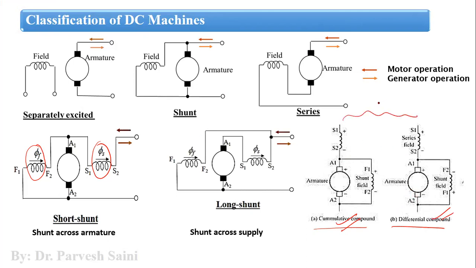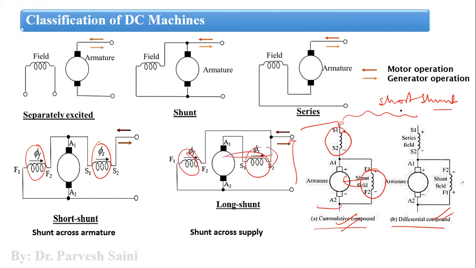These both are examples of short shunt. Now what is the identification of short shunt? You can see that this particular winding is in series with the terminals, and this is in parallel to the armature. However, in long shunt, both are in parallel to the supply, but the series winding is in series with the armature, right?